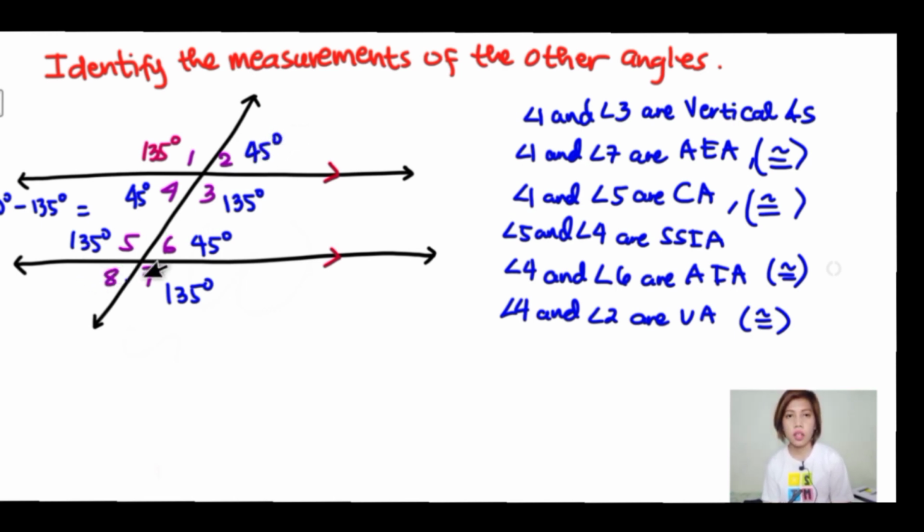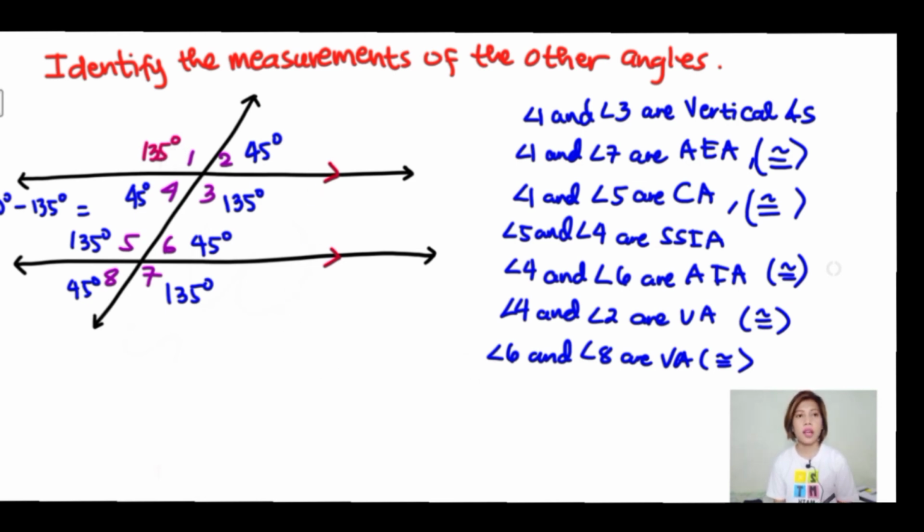And then last, angle 8. So, pwede tayong gumamit ulit ng vertical angles. So, angle 6 and angle 8 are vertical angles. Therefore, congruent ulit. So, si angle 6 ay 45 degrees. Therefore, angle 8 is also 45 degrees. So, yan po yung mga measurement ng lahat po ng angles, yung 8 angles. So, ginamit po natin yung mga theorems na natutunan po natin. Basta tandaan, pwede po natin itong gamitin kung parallel lines po ang kinat ng transversal.